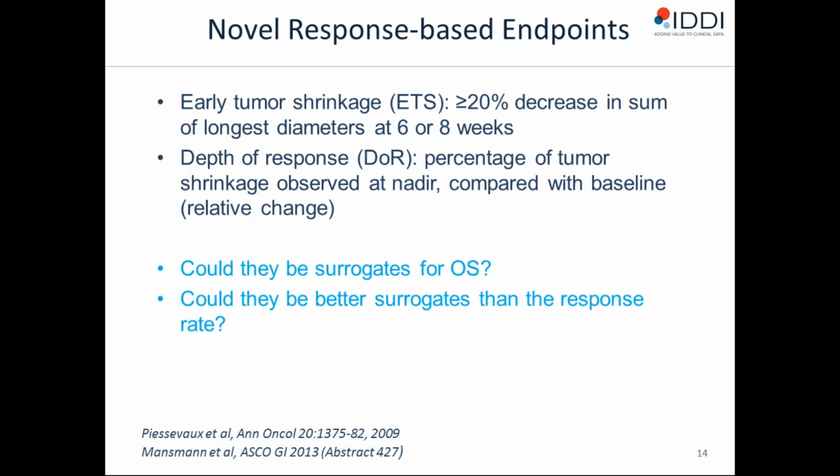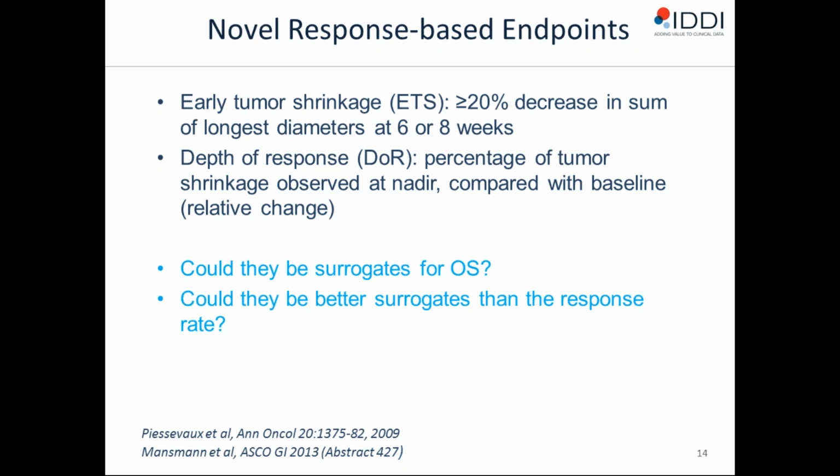So people have been doing some research. There have been many papers recently about this. And the question, of course, the questions are, first, could any of these new metrics be surrogates for OS? In other words, could they be used for clinical trials as surrogates for OS? The second question is, could they be better surrogates than response rate? And then this could be looked at both at the patient level or at the trial level. So the question is, by using one of these metrics rather than using response rates, do we gain anything?